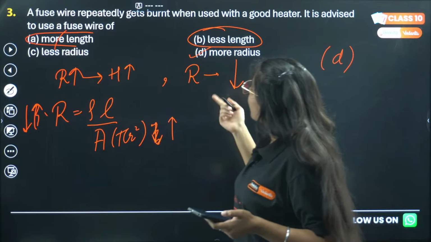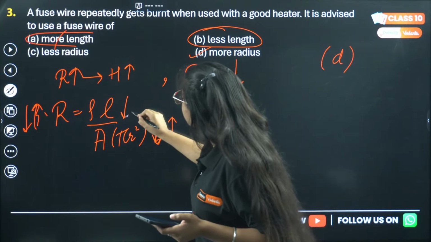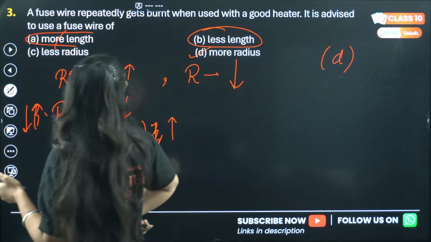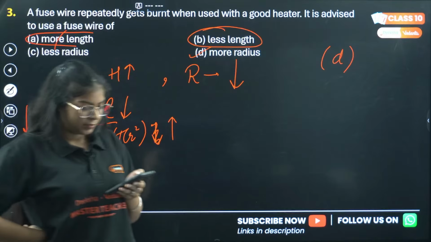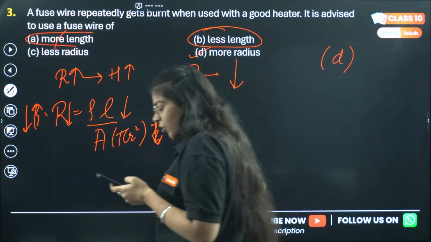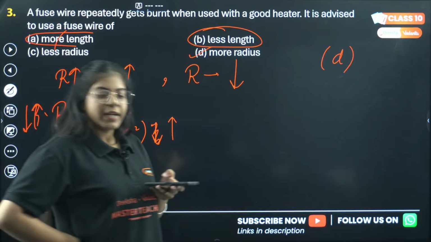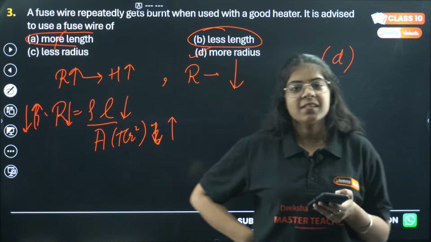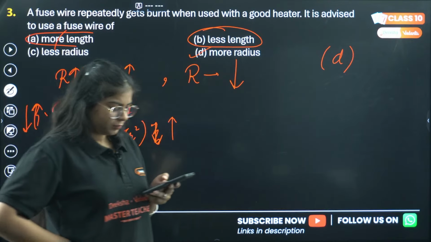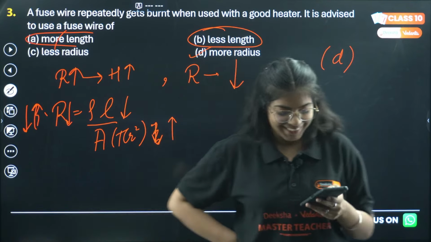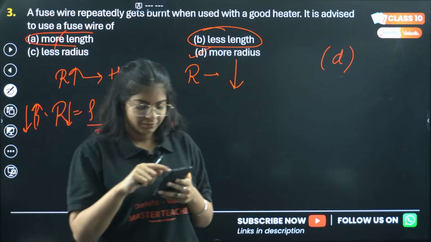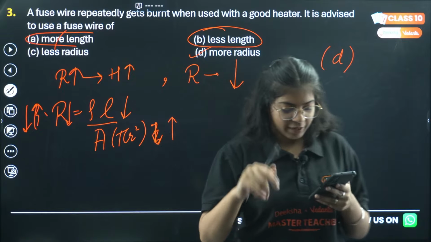Great. But why not less length? If length is less, the resistance is also less. Then why not option B? Why not less length? Anyone? Why is the answer not less length and only more radius? Come on guys, I'm waiting. It's not that hard. Come on. Okay. No one. Or my network is slow.